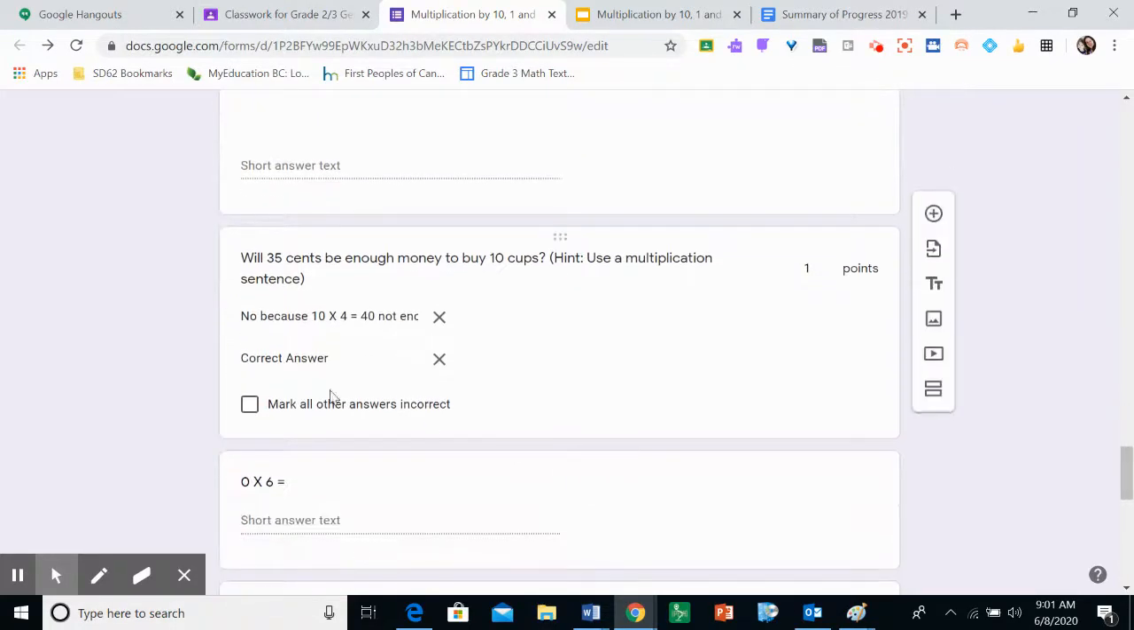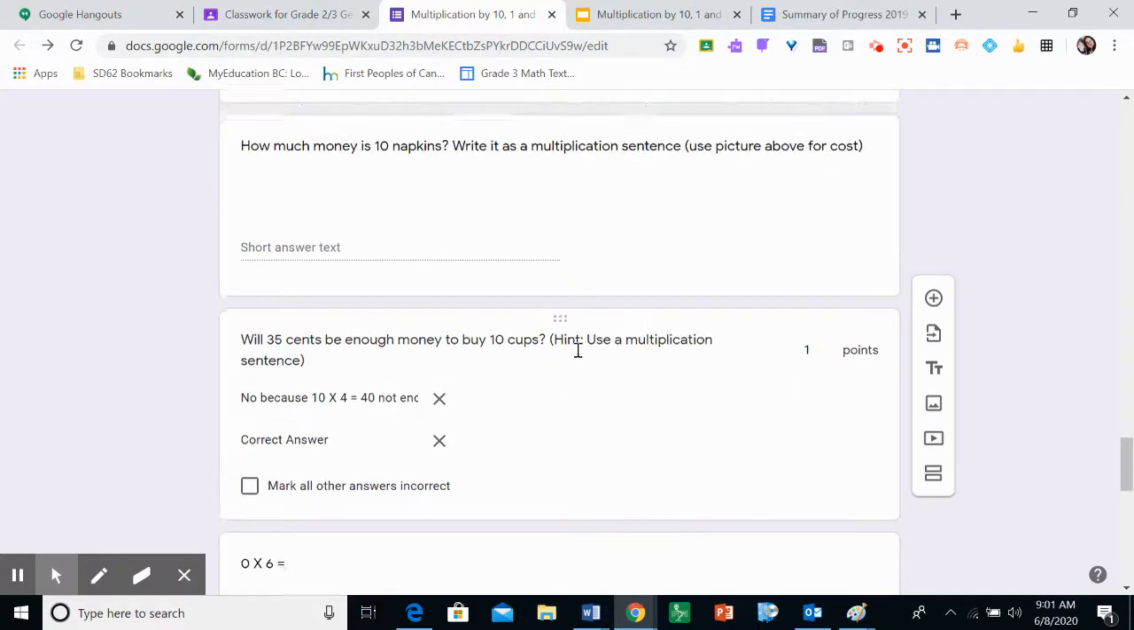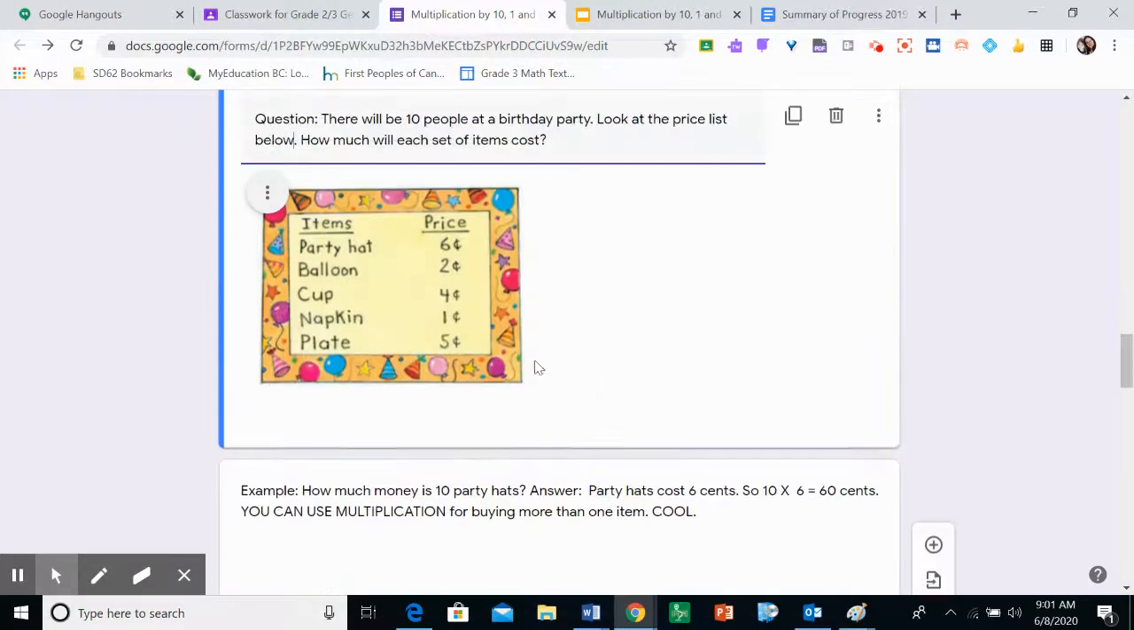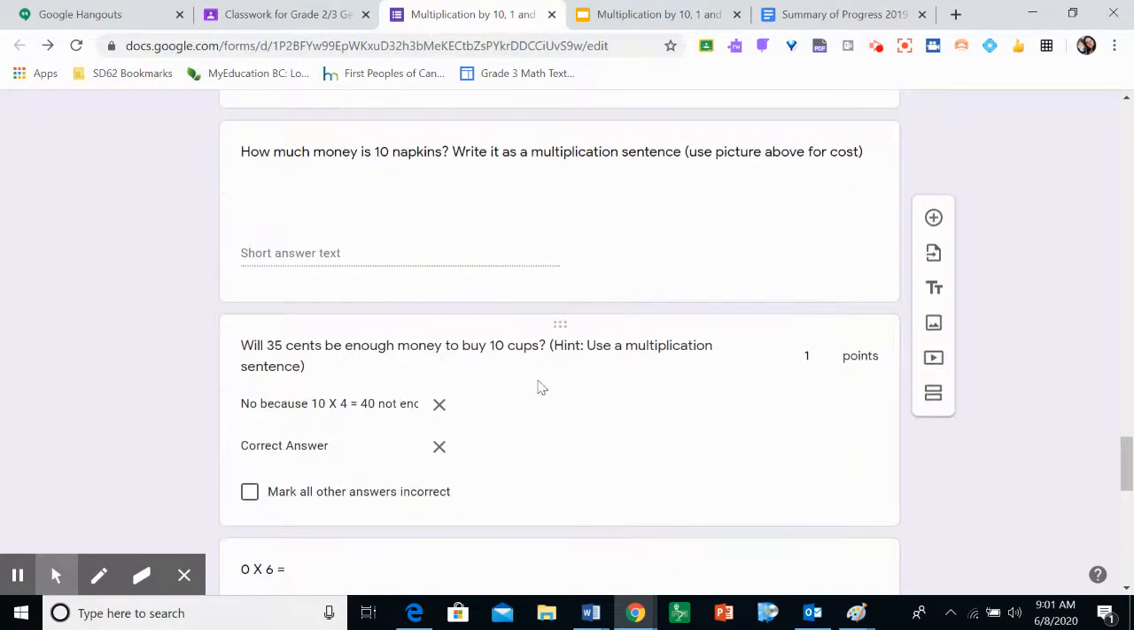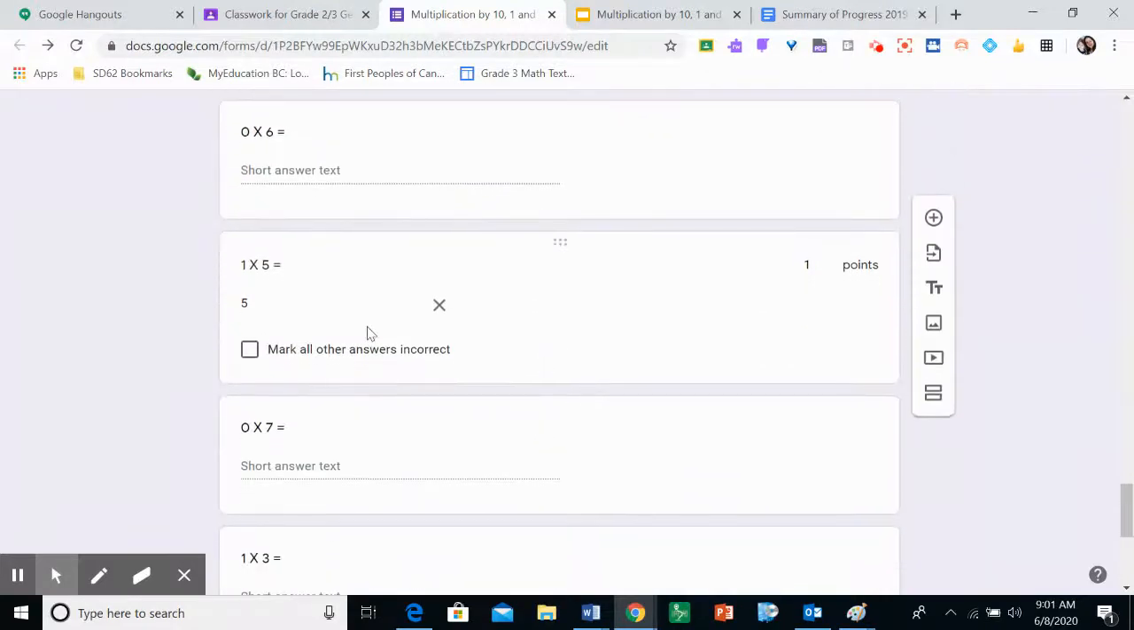Get that one. Will 35 cents be enough to buy 10 cups? Hint, use a multiplication sentence. So cups are worth 4 cents each, and I want to buy 10. So 10 times 4. You have to find the answer. And is 35 cents enough?